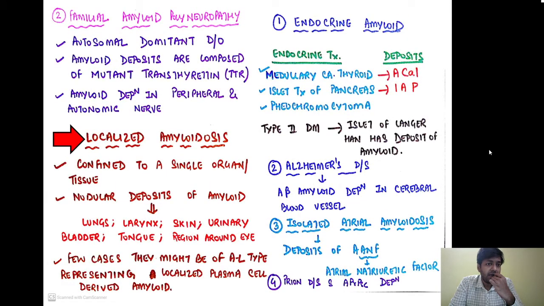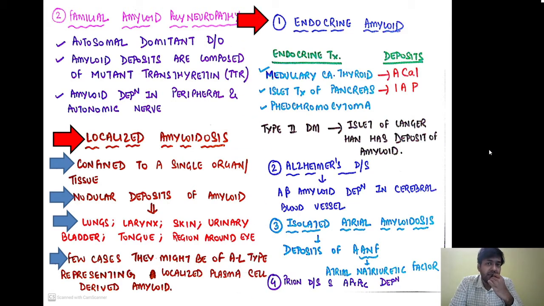So they are basically confined to a single organ or tissue, and here it is characterized by nodular deposits of amyloid in the lungs, larynx, skin, urinary bladder, tongue, and the region around the eye. Remember that in a few cases they might be of AL type, representing localized plasma cell derived amyloid. Now among the localized amyloidosis, first is the endocrine type of amyloid.